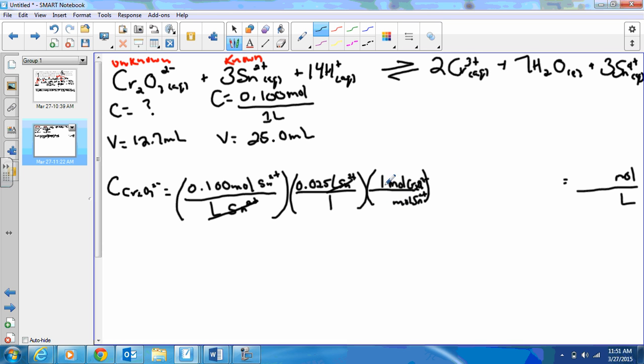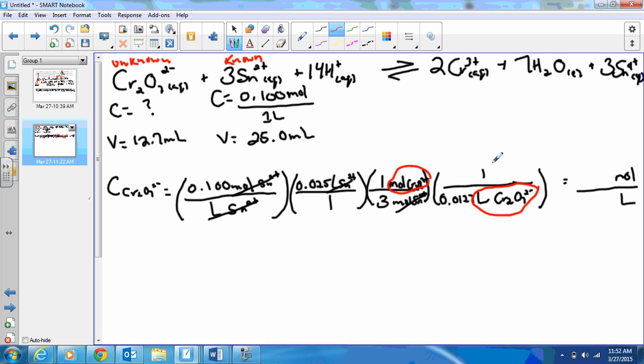The coefficient of dichromate is 1, coefficient of tin 2 is 3, so my mole ratio is 1 over 3. Moles of tin 2 will cancel. Remember that we're trying to solve for concentration, so we want moles per liter of dichromate. I've already got the moles of dichromate here, but I need it to be per liter. So if I want moles over liters, I need liters of dichromate in the denominator. And the volume that we used was 12.7 milliliters, which is 0.0127 liters of dichromate. Fill in the empty space with a 1. And we end up with our units, moles per liter.